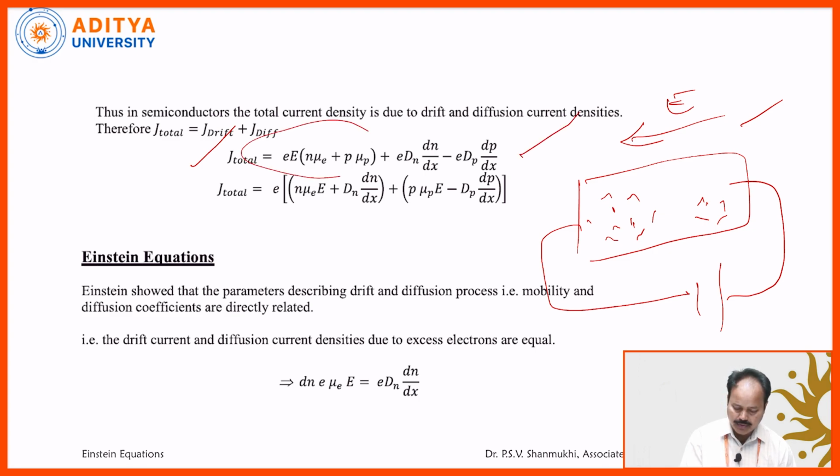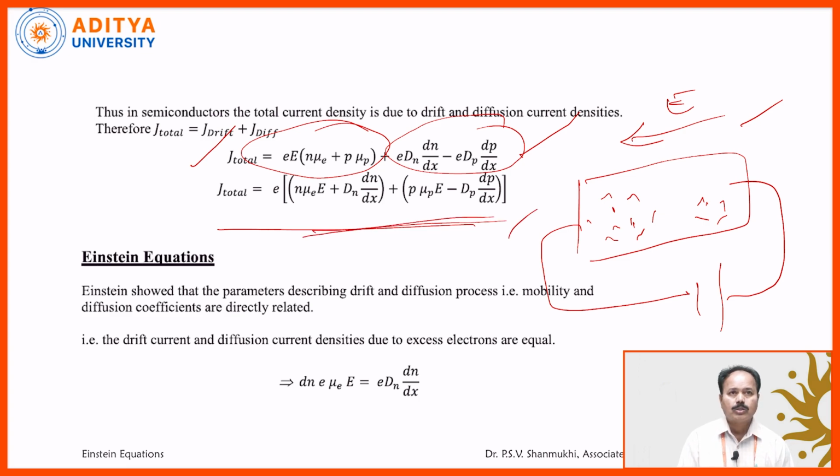Therefore, this is the diffusion current density equation we have already determined, and this is the drift current density we have already determined. The total current density J total is equal to, with E taken out, since E is the charge common to electrons and holes, we get the final equation like this. So, these are known as drift currents and diffusion currents. Coming to the Einstein equations, these give the relationship between drift and diffusion currents.